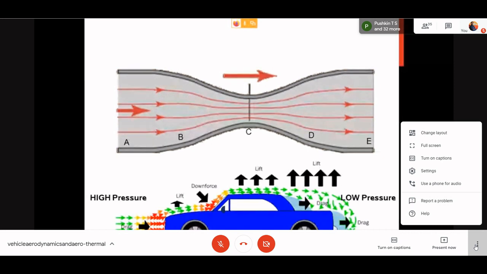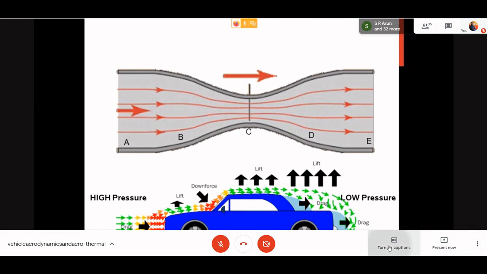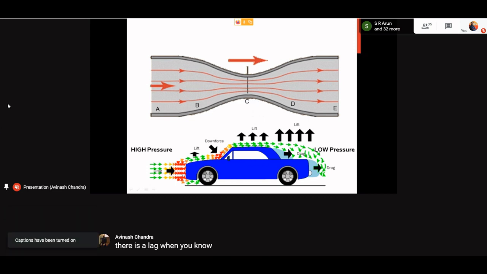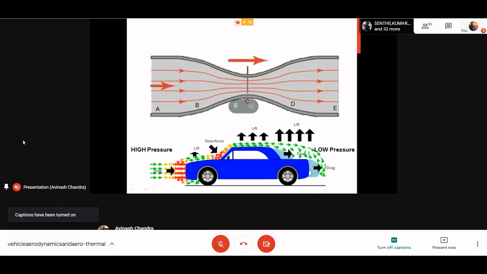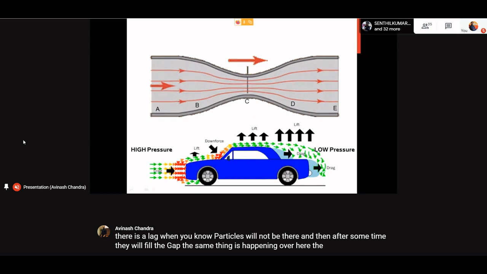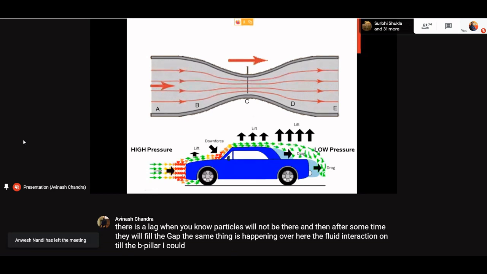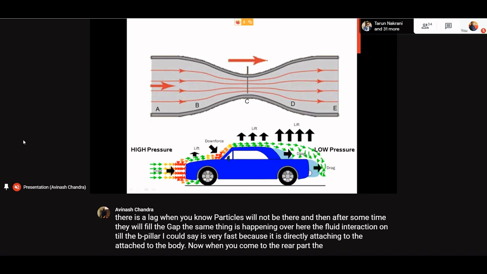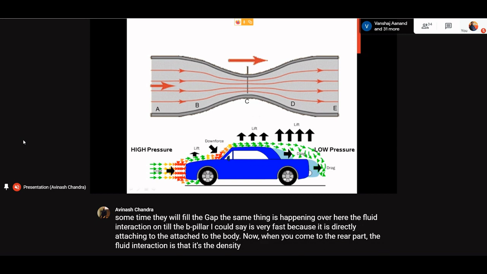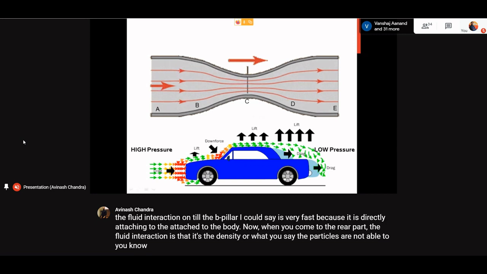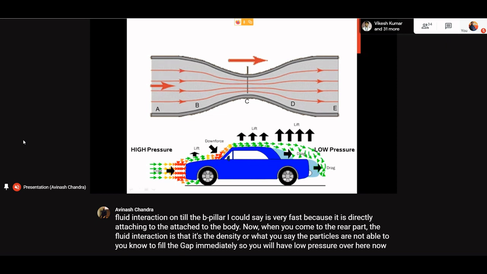So there is a lag, a time when it takes time. There is a lag when the fluid particles will not be there, and then after some time they fill the gap. The same thing is happening over here. The fluid interaction till the B pillar, I could say, is very fast because it is directly attached to the body. Now, when you come to the rear point, the particles are not able to fill the gap immediately. So you will have low pressure over here.